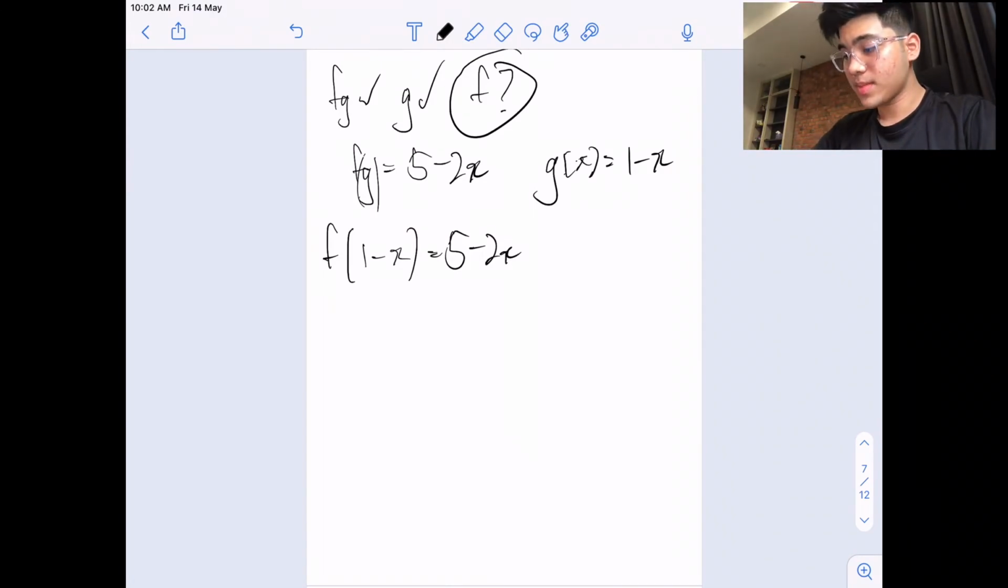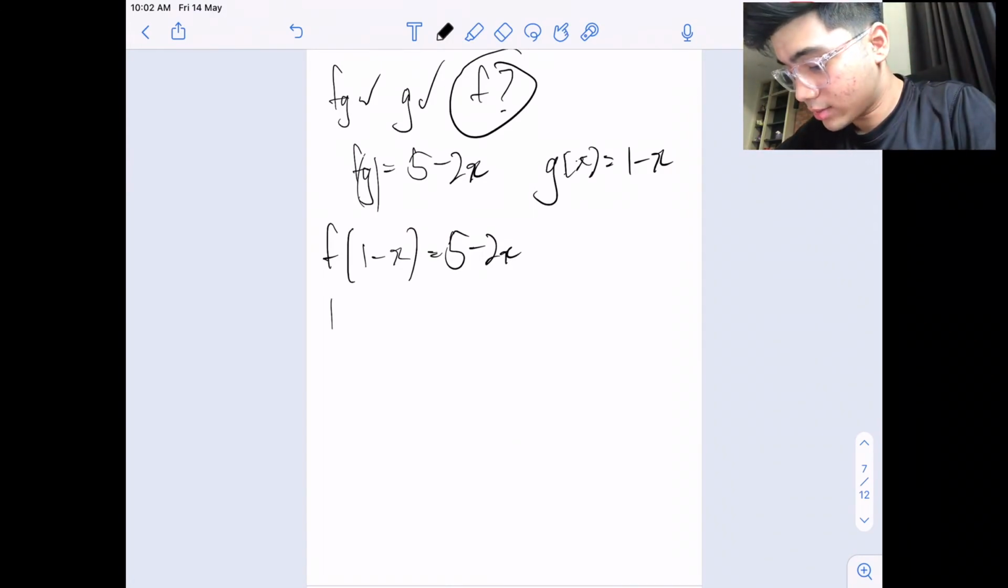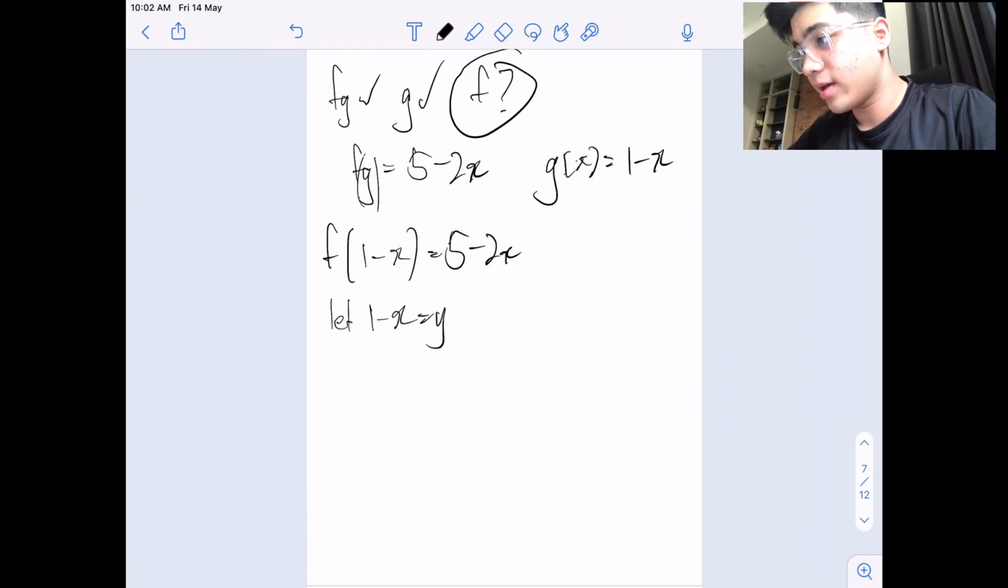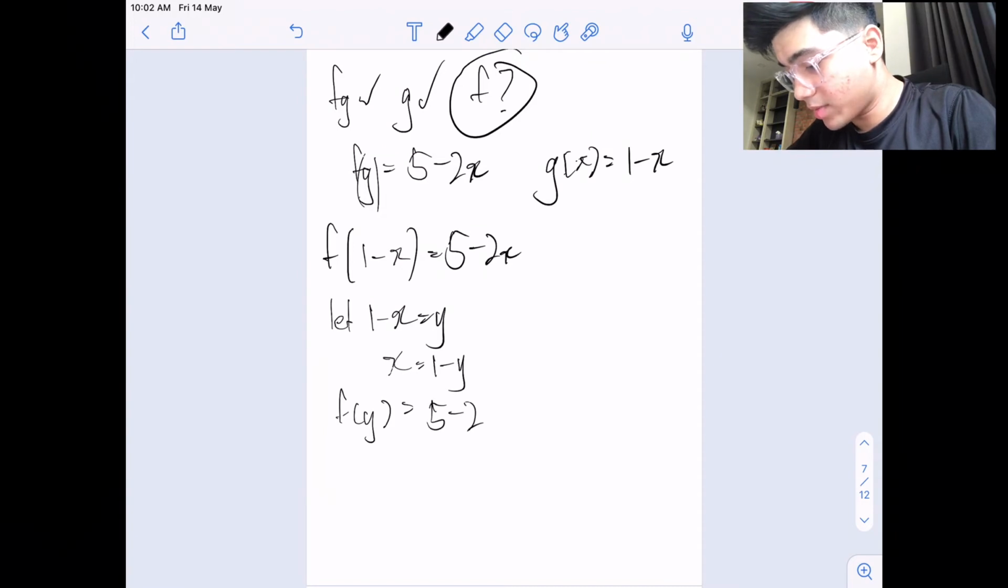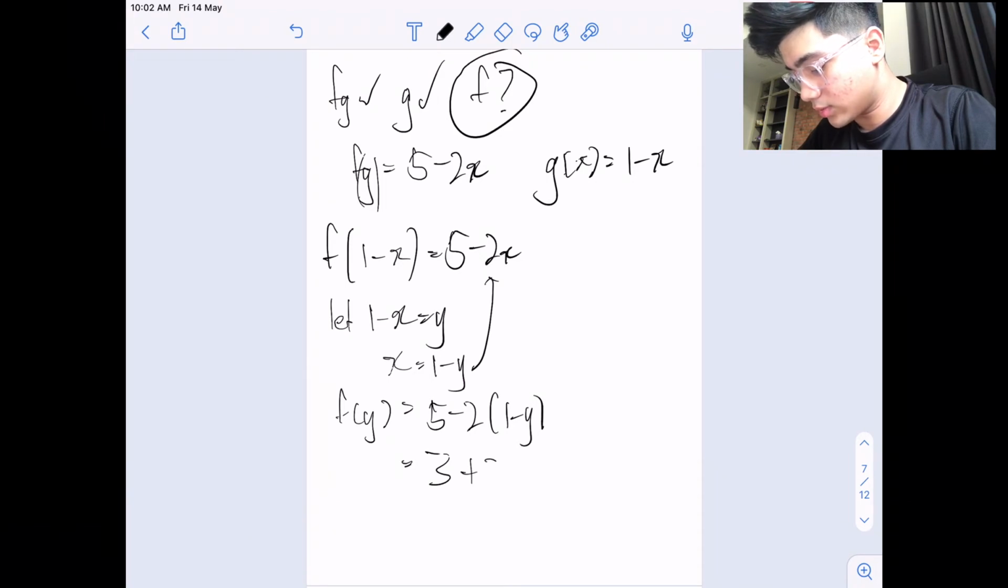But this time, we're going to let 1 minus x equal y. Now, we got to find what x equals. Basically, make x the subject. So if I were to manipulate this, I get x equals 1 minus y, right? So then I could actually rewrite this function as function y, which would equal 5 minus 2, and sub in the value here into x, all right? So 5 minus 2(1 minus y). So if I were to expand this, I would get 5 minus 2 plus 2y, which is 3 plus 2y.